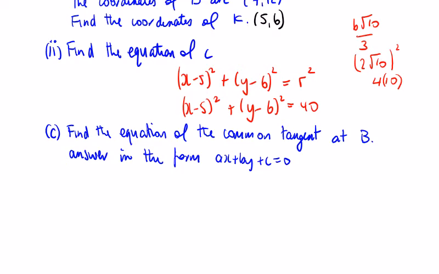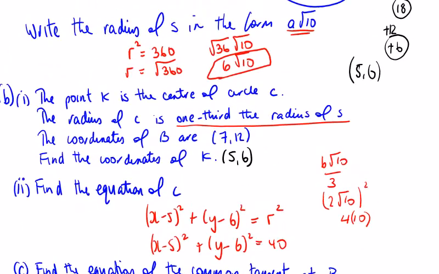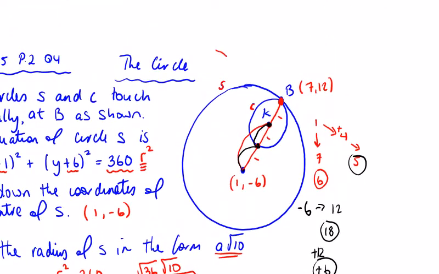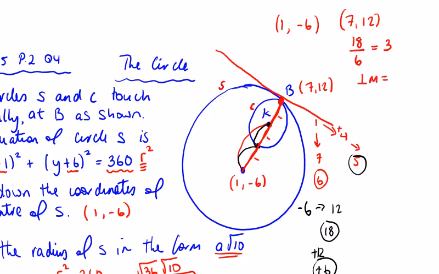Part C: find the equation of the common tangent at B, and give the answer in the form ax + by + c = 0. Okay, let's have a look here. We just jot down a common tangent at B. We know that the tangent is perpendicular to the line going to the center. So if we get the slope of, I didn't label these points, but we have (1, −6) and we have (7, 12). We can see that this is a positive slope. The change in y is 18 and the change in x is 6. So the slope of the line going to the tangent is 3. So the perpendicular m is just invert this and change the sign, −1/3.